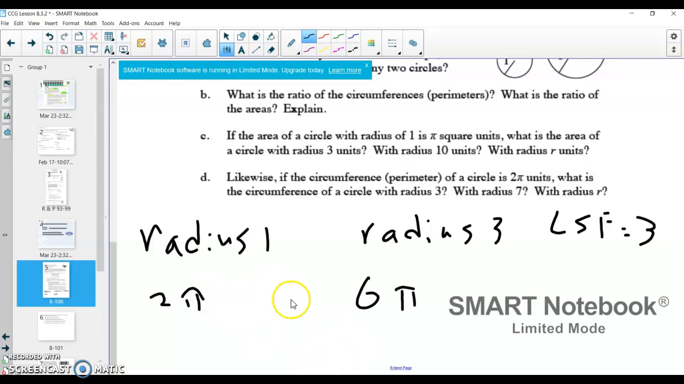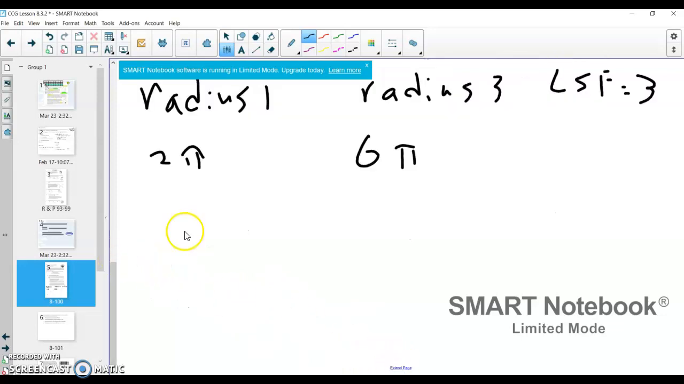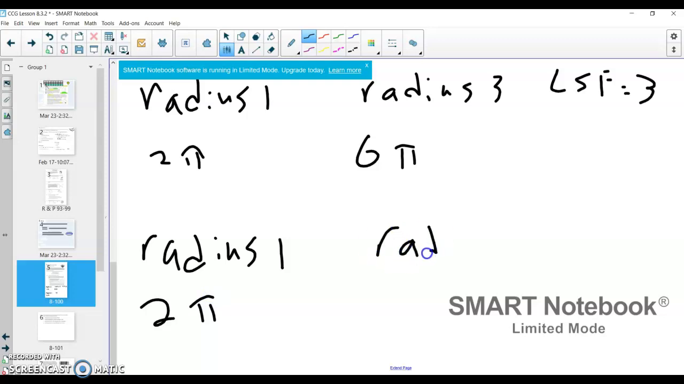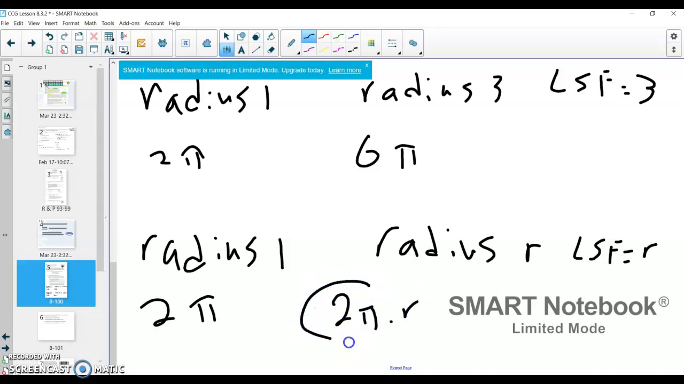Now I left off with, like I said, radius r. So again, if our radius 1 is 2 pi, our radius r, I feel like I'm spelling radius wrong. Nope, I'm just using it too much. If we have radius r, that gives me a linear scale factor of r, right? To go from 1 to r is multiplying by r. It's a linear scale factor of r. And so then we would have 2 pi times your linear scale factor for the growth, and you would end up with 2 pi times r as your circumference if you had radius r.